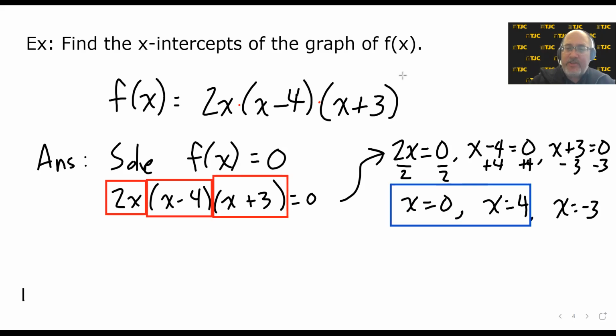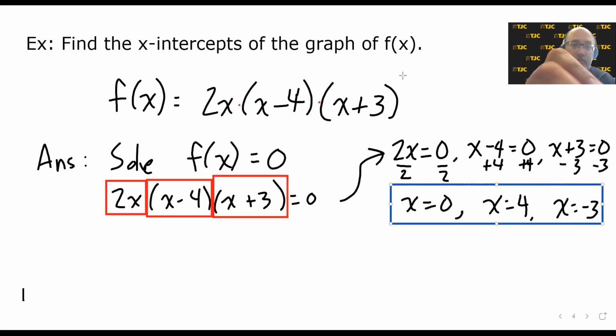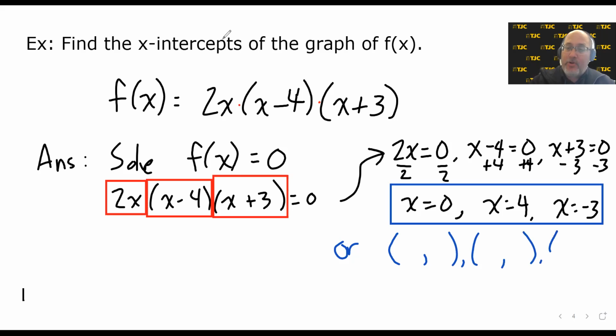for the x-intercepts, they may ask you for something like this, or because an x-intercept is a point on a graph, it should have an x and a y. What we solved for were x's. So what are their y's? Well, if you're an x-intercept, then you are on the x-axis, which means you did not move up or down any, which means your y is equal to 0.